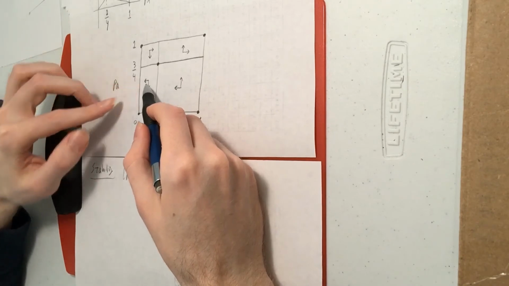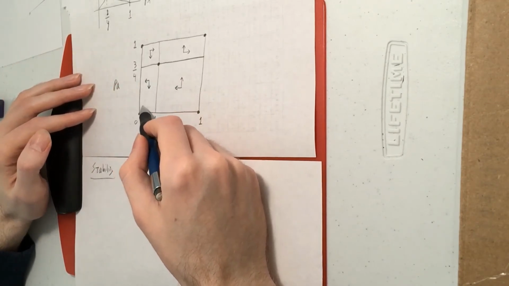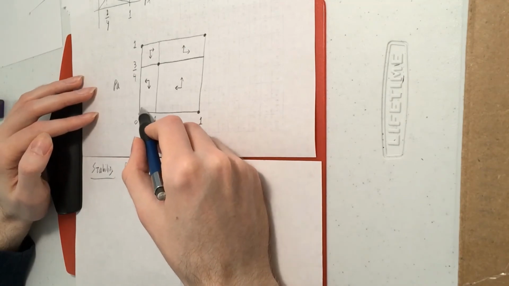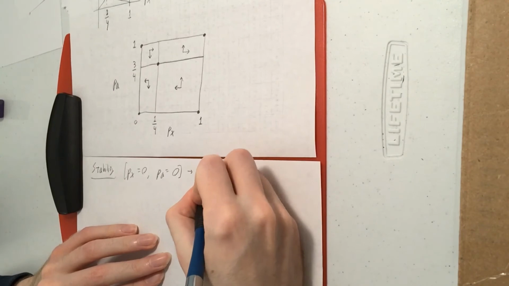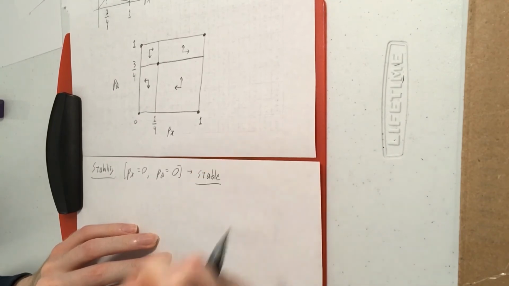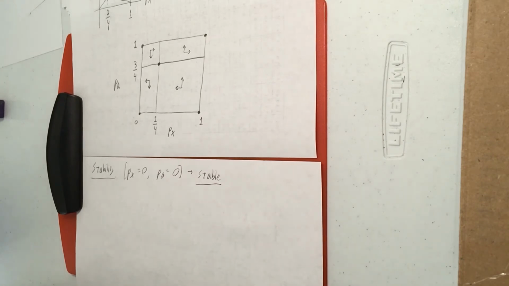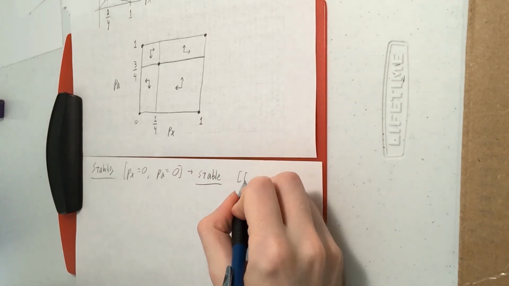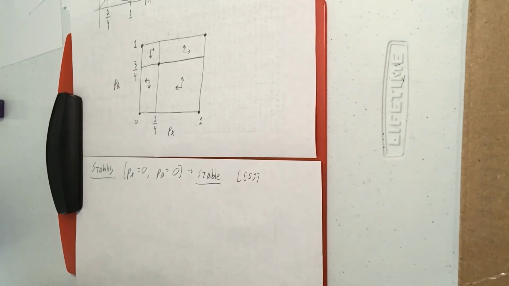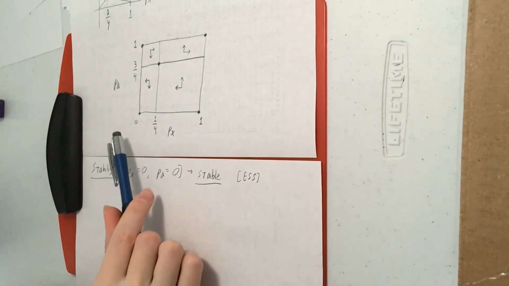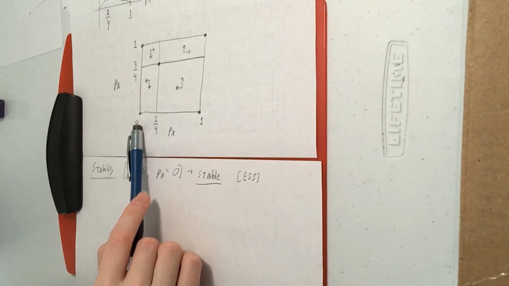So if you combine those together, you're going to get some direction that's this way. So if I go back to where I started, that's stable. So you call it an evolutionary stable strategy, an ESS. So that's one of the equilibria. We gotta look at all the other equilibria as well.